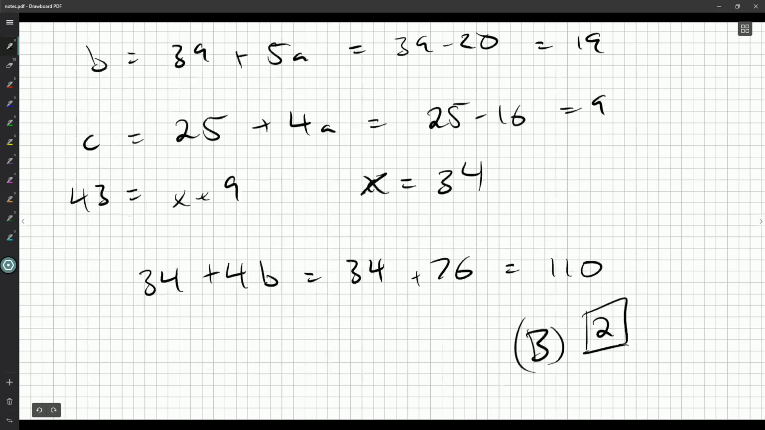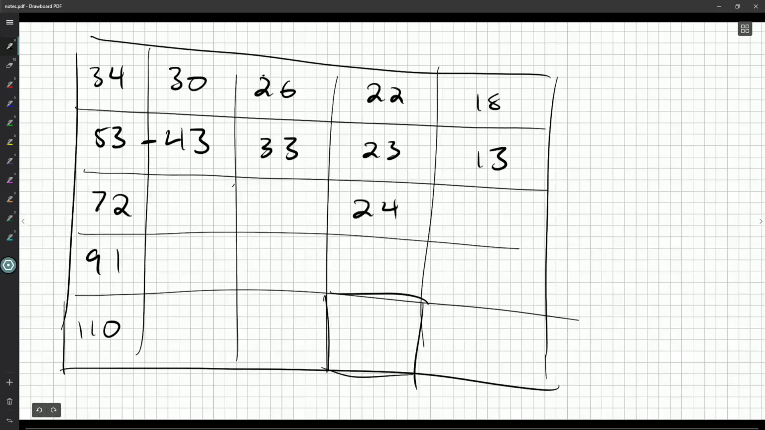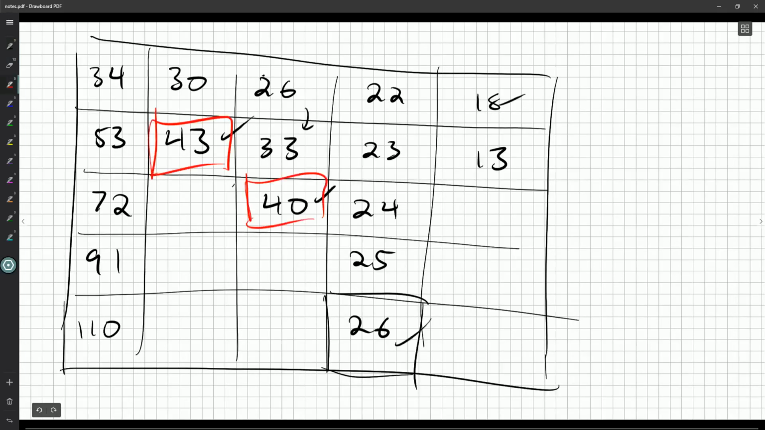Now C was just plain old 9, so X plus C will get 43. So the difference here is 10, so we'll go down to 33, 23, 13. We're going up by ones here, so that'll be 24, 25, 26 worked out. That's good. That's what we want to see. And here we're going up by 7s, so the next one will be 40. That works, that works, that works. 26, everything's good. Everything's where we need it to be.